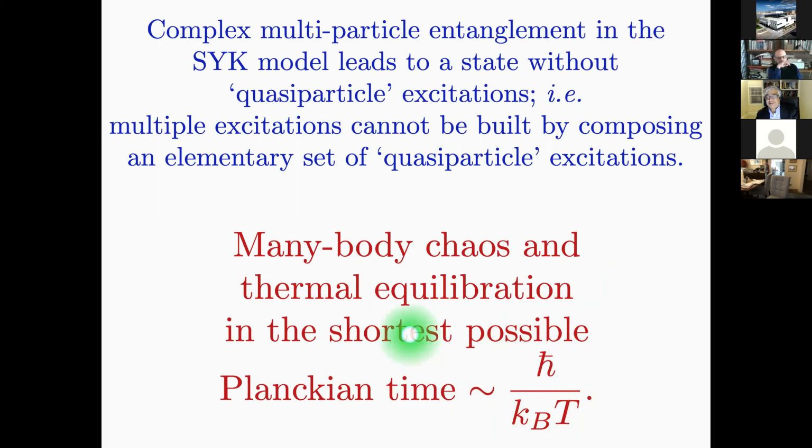And this is the champion in equilibrating quickly or becoming chaotic. And it saturates the bound. It's h bar over T. And this is something you can prove, at least by computations on this Hamiltonian.